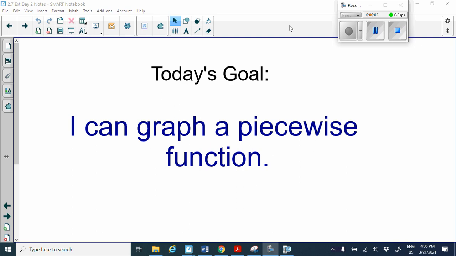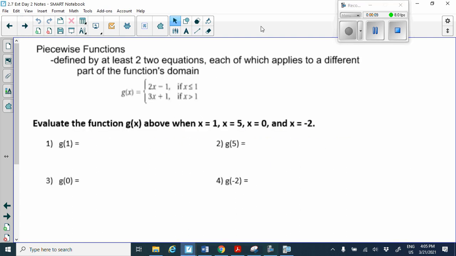Hey guys, so here's the notes for 2.7 extension day 2. We're going to be talking about how to graph a piecewise function. So let's talk about what is a piecewise function.